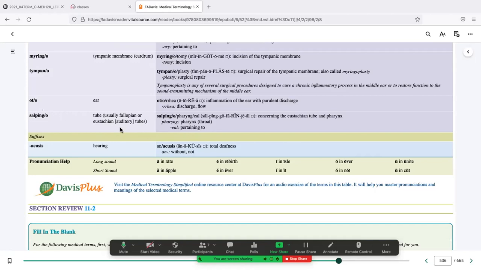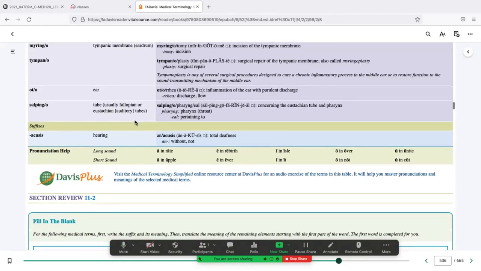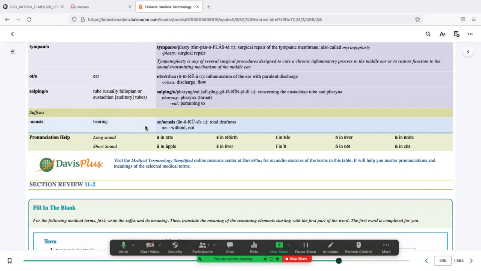So if I had salpingitis in the Department of ENT, I'm not talking about your fallopian tubes. I'm talking about your eustachian auditory tubes that connect your middle ear to your throat or your pharyngeal area. Acusis is deafness. Anacusis, total deafness, can't hear anything. Hyperacusis, the patient has an acute sensitivity to sound, right? And hypo, it's not really a word, but anacusis and hyperacusis.